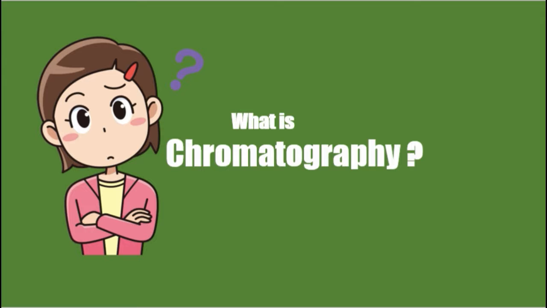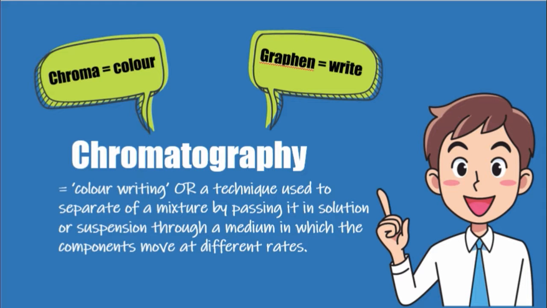What is chromatography? Chromatography is a word derived from the Greek words chroma, which means color, and graphon, which means write. Chromatography is literally defined as color writing, which has been used in history before for the separation of leaf composition, where each component has a different color. Thus, chromatography is defined as a technique used to separate a mixture into its respective components.